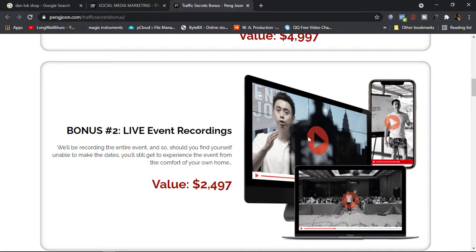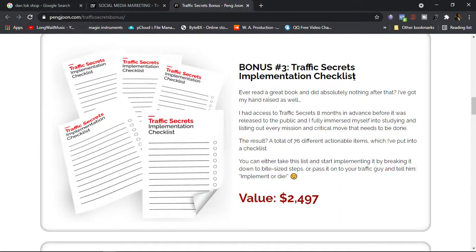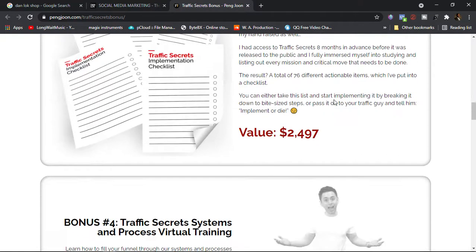You're like, guy, are you okay? But this guy knows that there are other offers at the back end of Russell's funnel that he's going to benefit from. Some people are going to buy the upsells and all that. I bought the Traffic Secrets book through Pengjun. Then look at number three, Traffic Secrets implementation checklists. This guy prepared. He prepared. I felt intimidated.